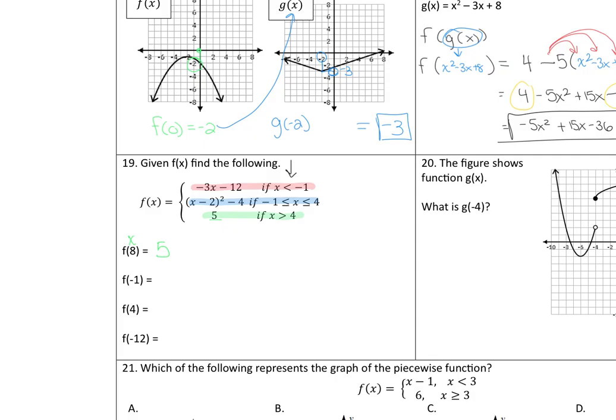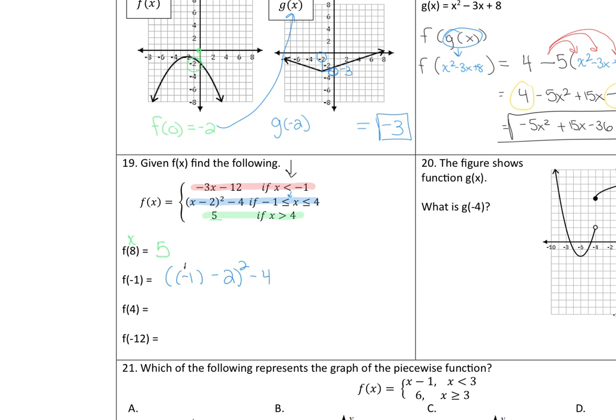The next one says negative 1. So take a second, and what color does this go to? Red, blue, or green? If you've said blue, you're right, because right here it says that it equals negative 1. Negative 1 is equal to negative 1. So I'm going to plug that in to the blue piece.